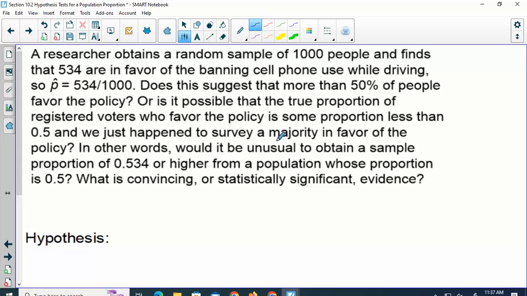So, we got 53.4%. Would that be enough to convince you that it's above 50%? Maybe, maybe not. It would have to be a really good sample to convince me, because that's pretty close. But this is the kind of problem that we're looking at. We had something occur, we got something different than our null hypothesis. Is this enough to convince us that it's different? What would the null hypothesis be in this problem?